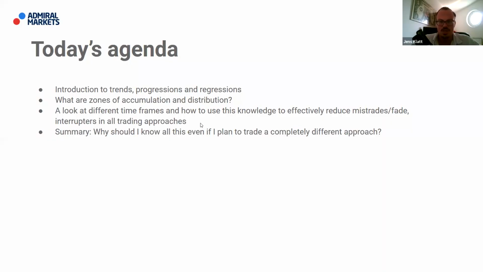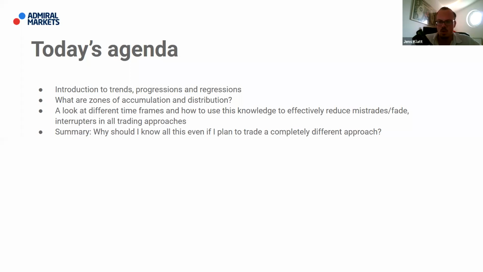So let's go through the agenda first, and then we take it from there. Today, first of all, I'd like to give you an introduction to trends, to progressions, and to regressions. We will define this in a few minutes. And we will use this basic concept to introduce zones of accumulation and of distribution, to really get an idea of why certain areas are considered more attractive, especially by bigger trading participants and institutional players, especially when it comes to risk reward.